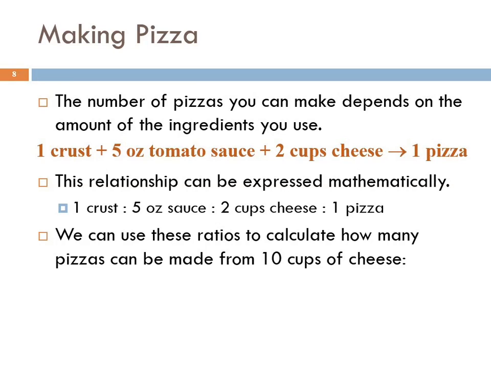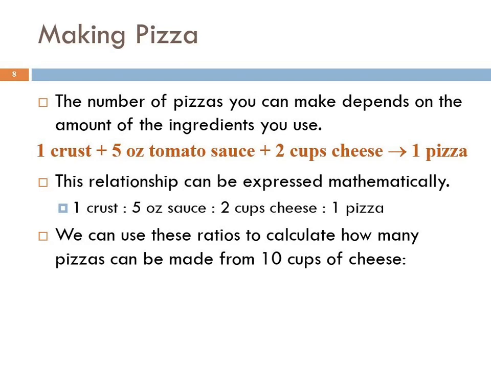Making pizza. The other book talks about making pancakes, which for this class would be more appropriate, but let's think about making pizza. So the number of pizzas that you make depends on how much ingredients you have, right? So if we use this as a very primitive recipe, 1 crust and 5 ounces of sauce and 2 cups of cheese makes 1 pizza. There's a ratio here, 1 to 5 ounces to 2 cups to 1. And we can use this to calculate how many pizzas we could make if we had 10 cups of cheese.